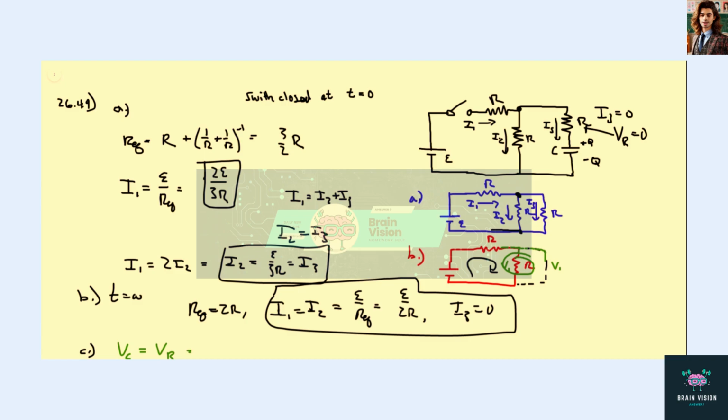If we set that equal to each other, the voltage is just I2 times R using Ohm's law. If we replace what I is, this is just EMF over 2R times R, so the voltage in the capacitor is just EMF over 2. Awesome. Looks like that's everything.